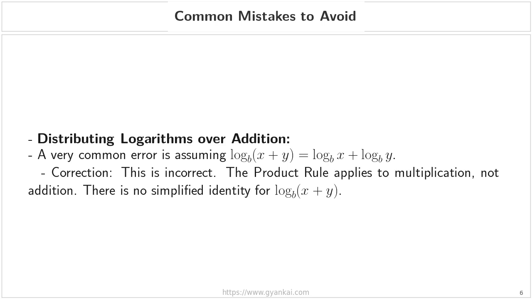First, let's address the mistake of distributing logarithms over addition. A very common error is assuming that the log base b of the quantity x plus y is equal to the log base b of x plus the log base b of y. Please be careful here. This is incorrect. As we discussed in our section on the product rule, logarithms turn multiplication into addition, not addition into addition. There is no simplified identity or rule for the log base b of x plus y.